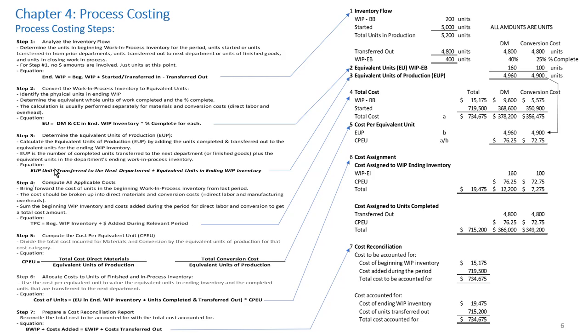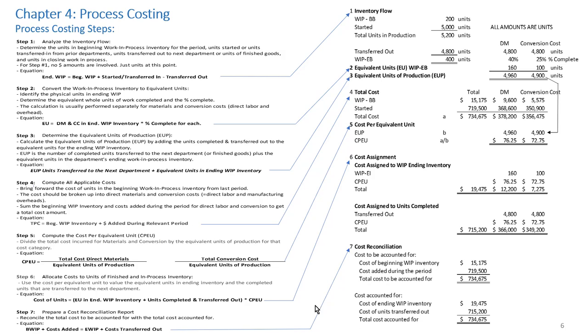For our third step, we determine the equivalent units of production for both direct materials and conversion costs. We calculate the equivalent units of production by adding the units completed and transferred out to the equivalent units for the ending work in process inventory. In our example, 4,800 units were completed and transferred out. So for direct materials, we take the 4,800 units and add the 160 equivalent units produced in our ending work in process inventory to get a total of 4,960 units. For conversion cost, we begin with the 4,800 units that were completed and transferred out and add the 100 equivalent units produced that are in our ending work in process inventory for a total of 4,900 units.